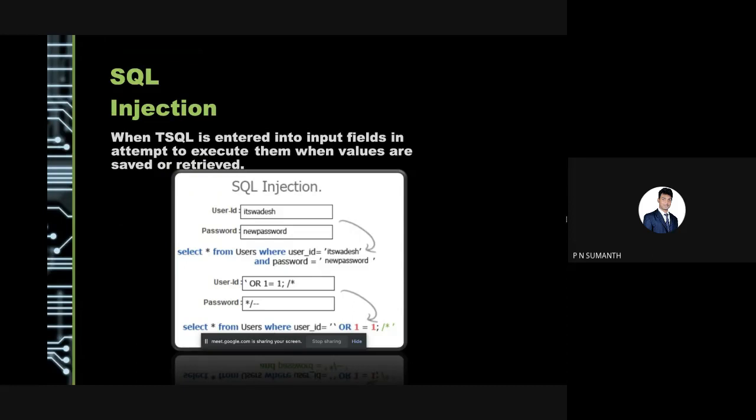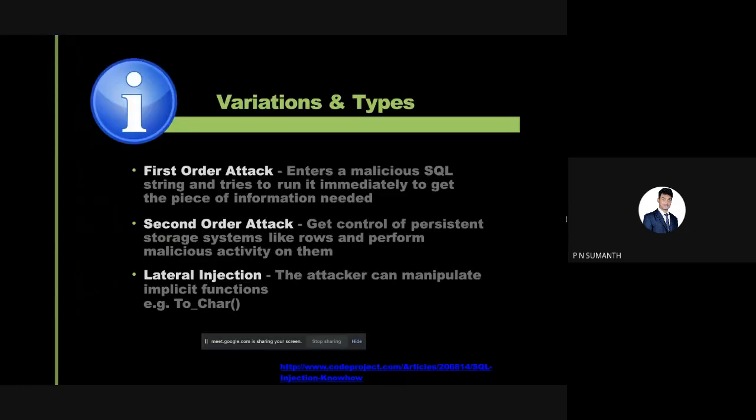We send the malicious SQL code to the backend database to manipulate the data and access information that is not intended to be displayed. This information may include a number of items, including sensitive company data, user lists, or private customer details. So when we talk about variation types, there are different types of attacks.